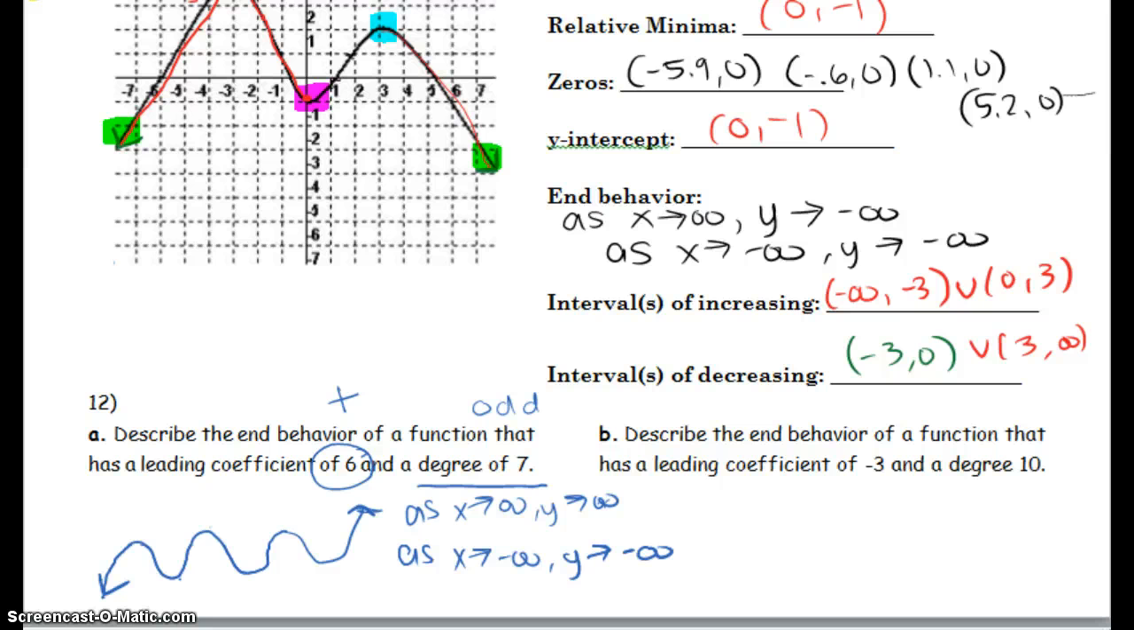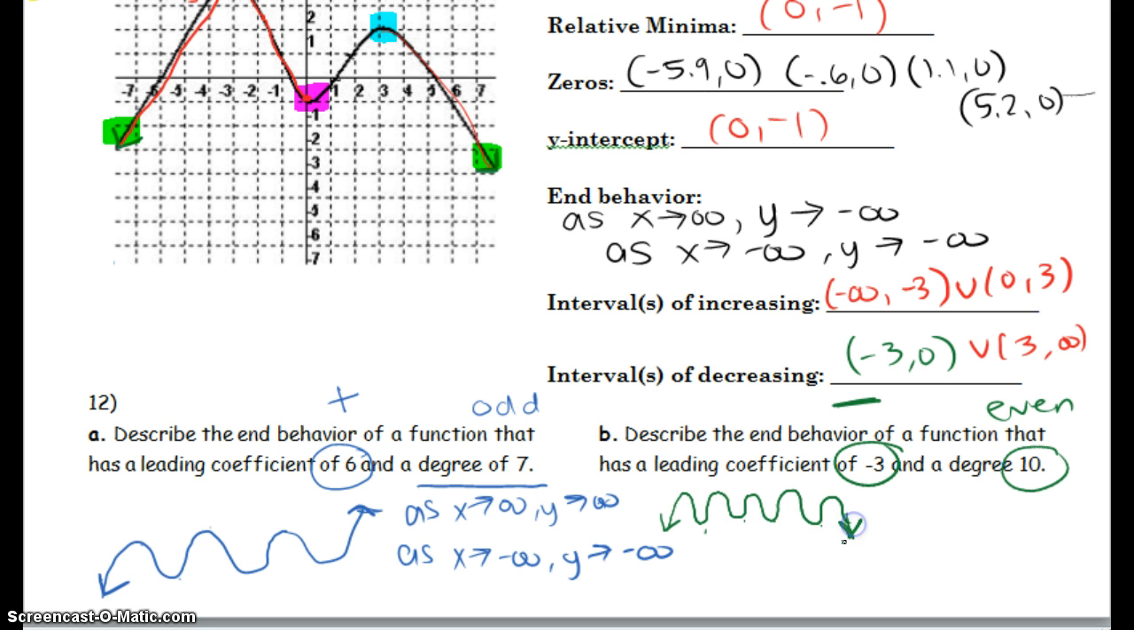Alrighty, in the second one, we have a leading coefficient of a -3. And we have a degree that is even. So negative means with an even function, like -x², that we're facing down. If it has a degree of 10, it can have up to 9 turning points. It doesn't have to have 9, but it'll be up to 9. And our end behavior is going to be down and down. So something with a degree of 10 could look like this and have 9 turning points. 1, 2, 3, 4, 5, 6, 7, 8, 9.